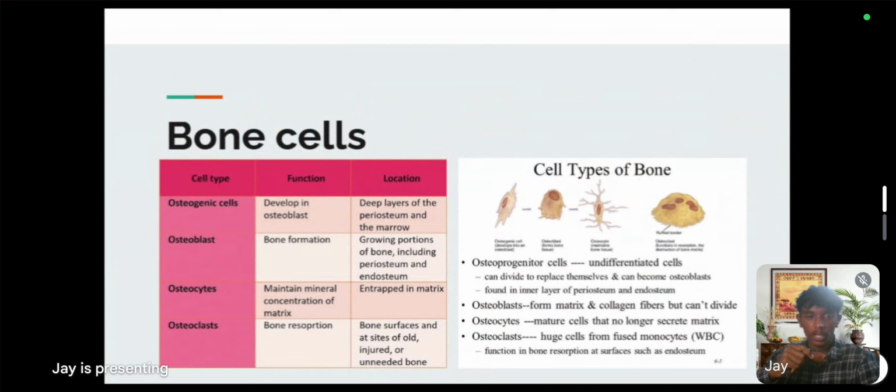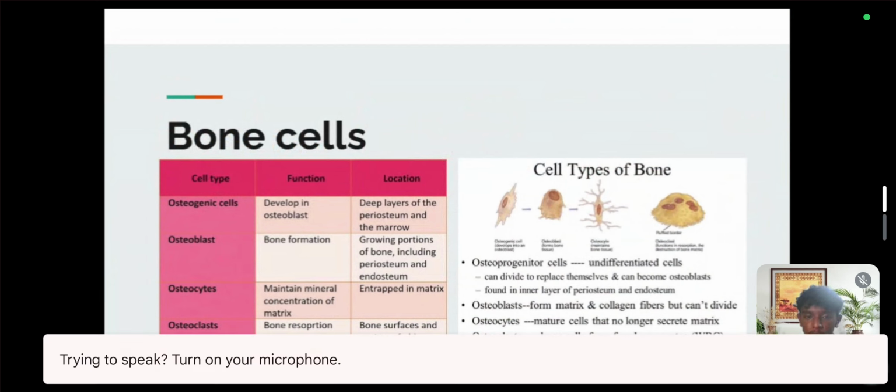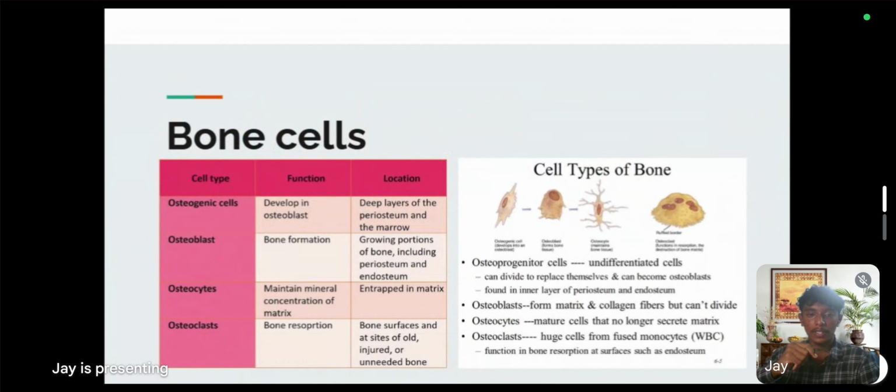Next is osteocytes. Osteocytes basically maintain mineral concentration of the matrix, and they are entrapped in the matrix of the bone. Lastly, we have osteoclasts. Osteoclasts help in bone resorption. They are located at the bone surfaces and at sites of old, injured, or unneeded bones.